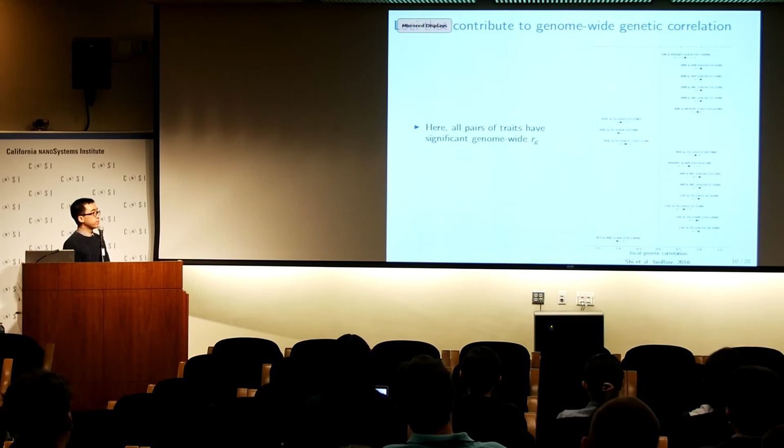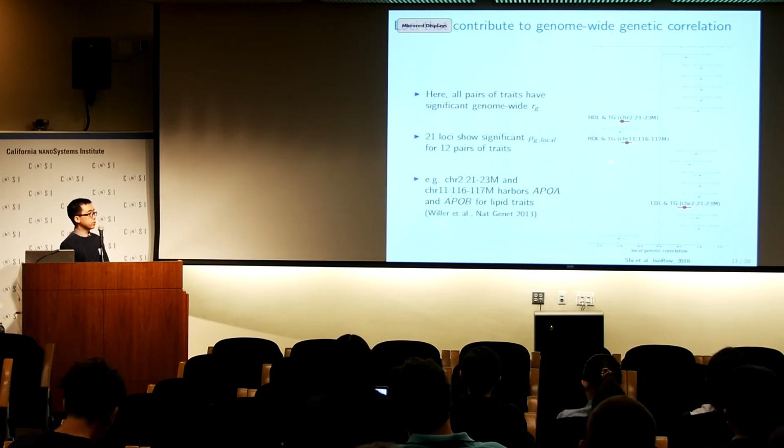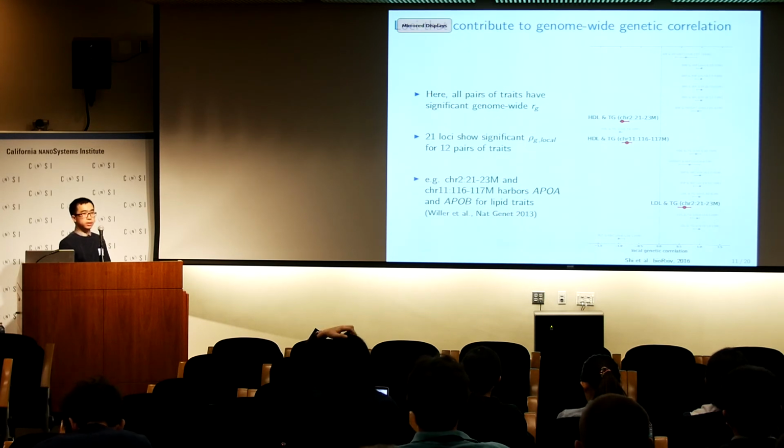So unsurprisingly, for pairs of traits with significant genome-wide genetic correlation, there are a lot of loci that contribute to this genetic correlation. In total, we find that there are 21 loci that show significant local genetic correlation for 12 pairs of traits. I'd like to highlight these two loci on chromosome 2 and chromosome 11, which show significant local genetic correlation for a lot of lipid traits, such as HDL and triglyceride. We look for genes that are covered by this region, and we found that these two loci cover the APOA gene and the APOB gene, which are known to be associated with multiple lipid phenotypes.